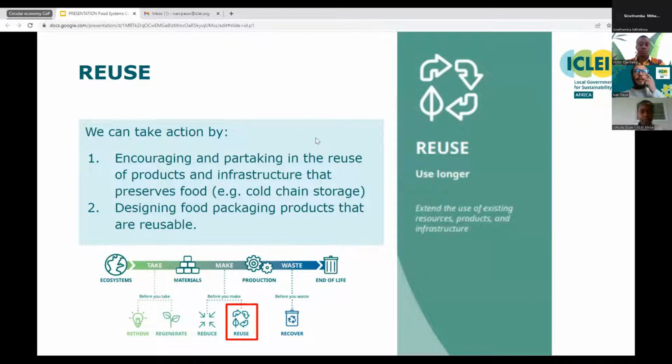The next action is very much about reusing, which is about encouraging and partaking of the reuse of products and infrastructure that preserves food, designing food packaging and products that are reusable. This is all about framing our conceptualization of waste, particularly in food systems, where waste could also be actually viewed as a resource that could be reused to contribute to the productivity and sustainability of the greater food system.